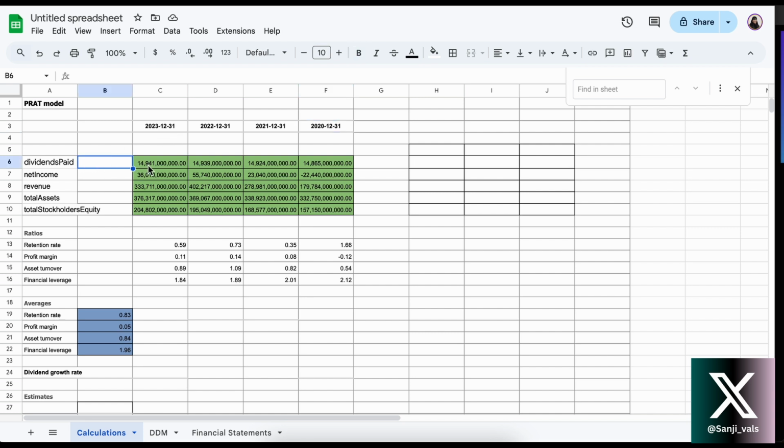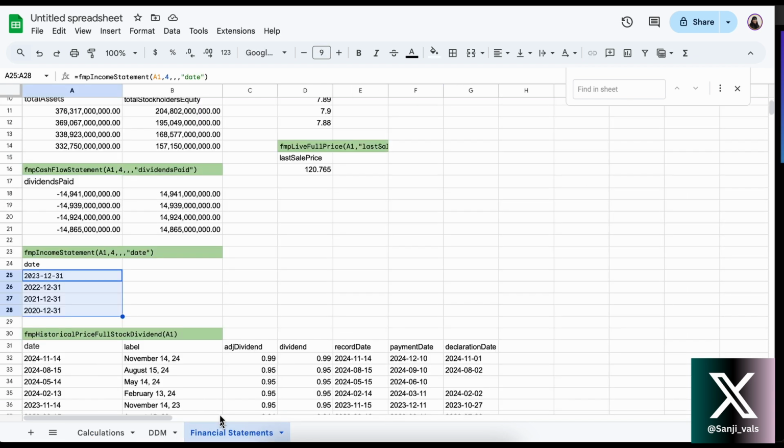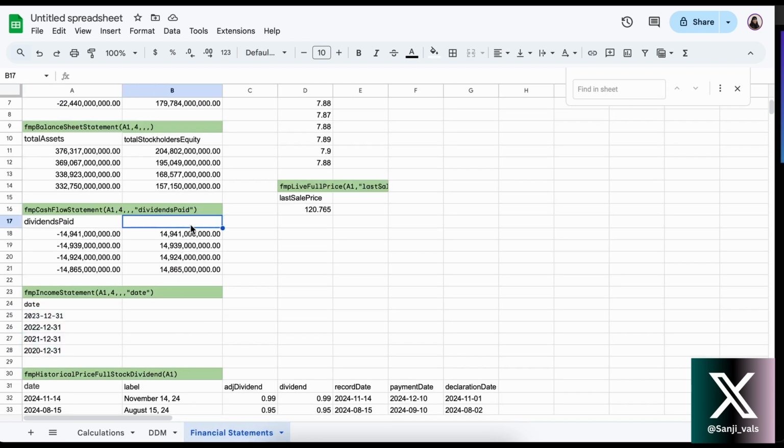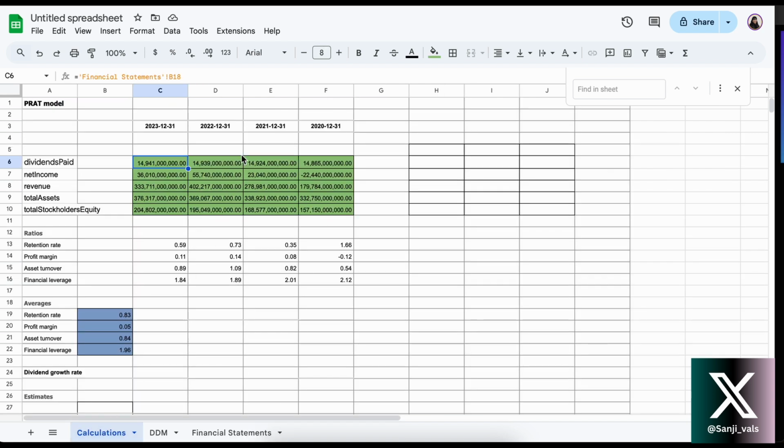Now the dividends paid, we have already extracted this data from this table, amount of dividend paid, and I basically copy everything to this table: the dividends paid that we extracted, the net income, the company's net income, revenue for 4 years, company's total assets for each year individually, then total stockholders' equity, or company's capital. Some analysts may refer to it as capital. Then the next step would be to calculate the ratios.